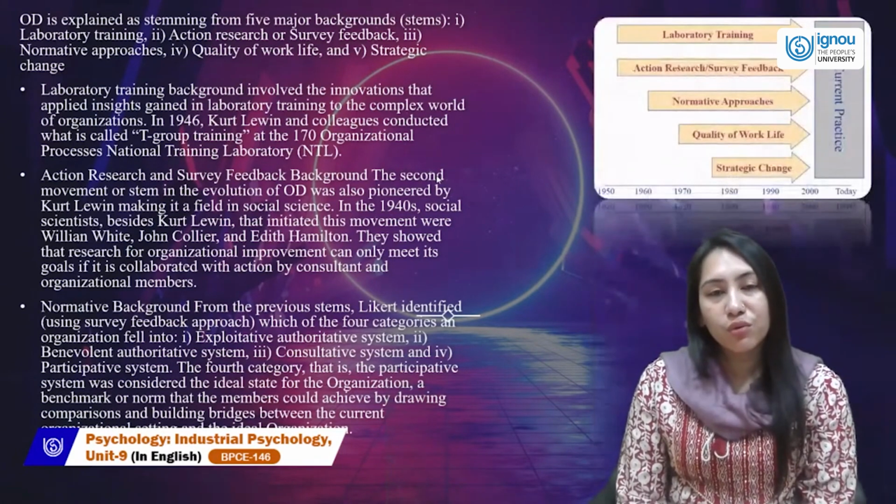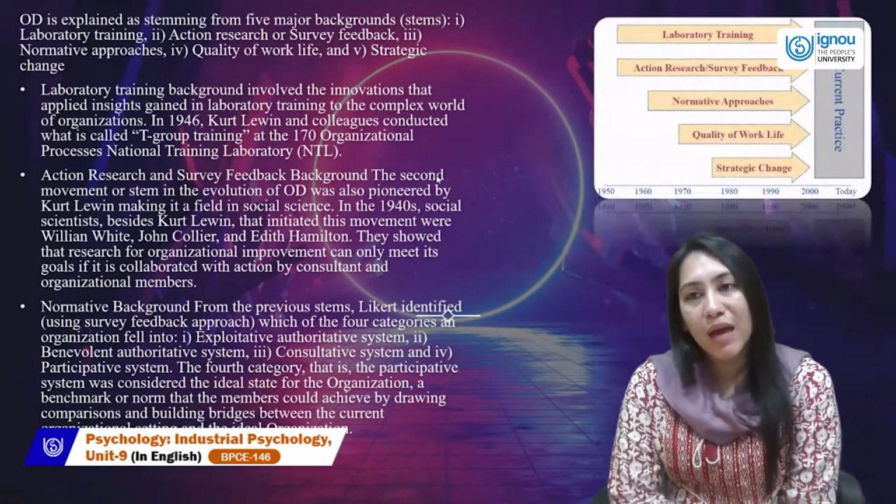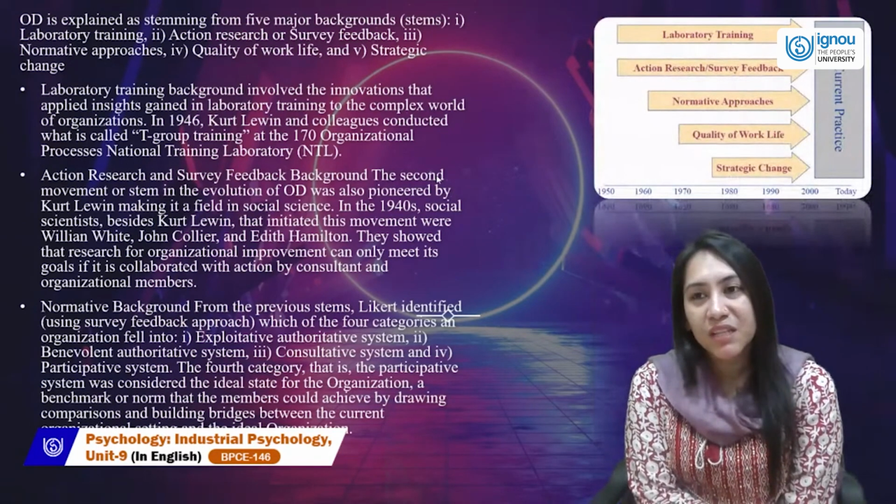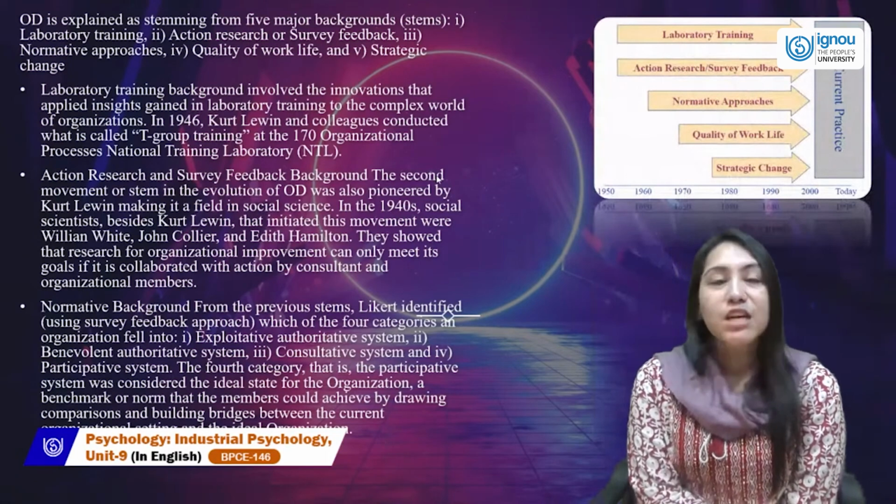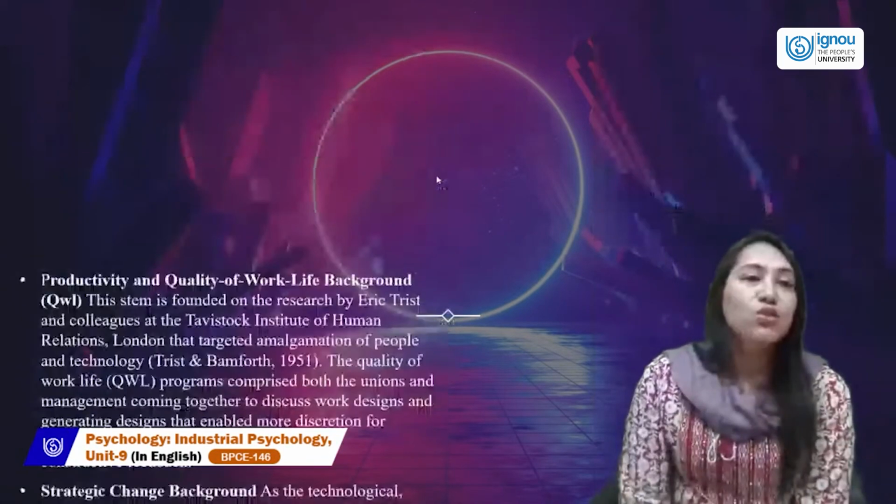So this is how the historical stemming background happened. There were laboratory training, there were research feedbacks, normative approaches came in, and the quality of work and strategy changed. So productivity and quality of work background came in.